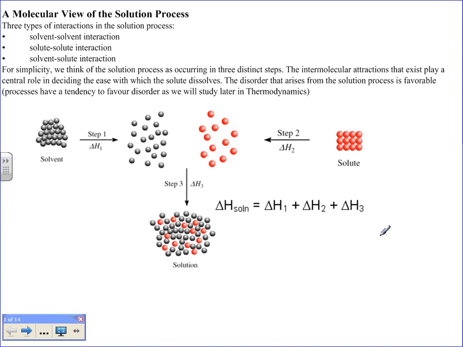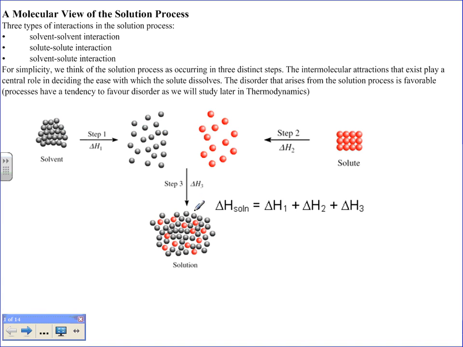In order for a solution to be created, what ultimately we need is for the solvent particles to interact with the solute particles. Before the interaction can happen there, we need to first break up the solvent particles. And this is an endothermic process. We need to separate the solvent particles to make space for the solute. In addition to that, in preparing to dissolve, the solute particles need to be separated as well. And this also is an endothermic process.